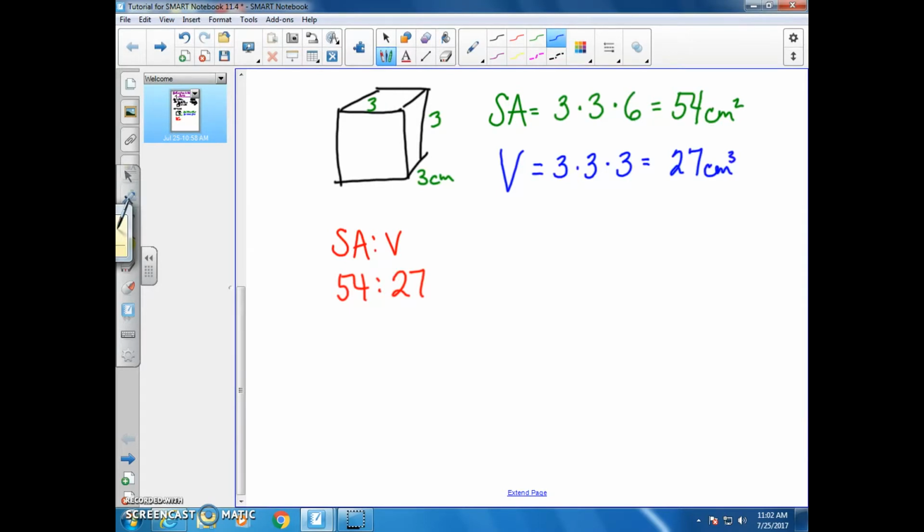And so looking at this in ratio, I'm really not that worried about the units, and so I'm going to reduce this because I don't really want this that big. I want to know what the smallest ratio would be. We know that 9 goes into both of these, and so if we divide both by 9, we end up with a 6:3 ratio. And then that can be reduced because we can divide both sides by 3. And so we end up with a 2:1 ratio for this particular cell.